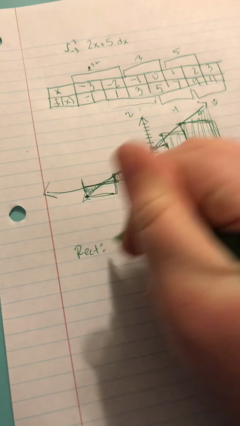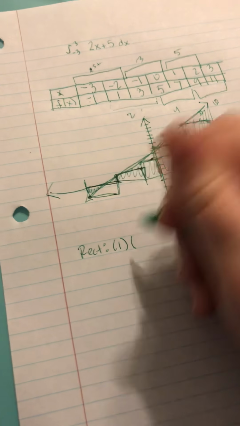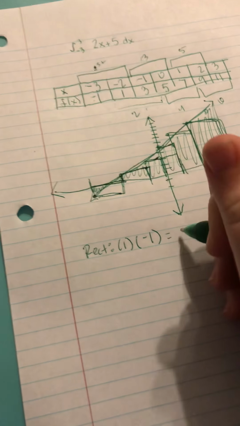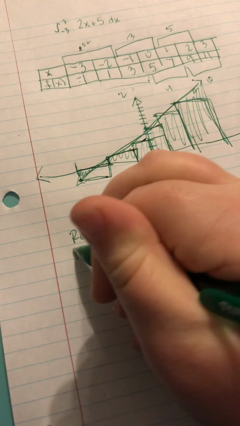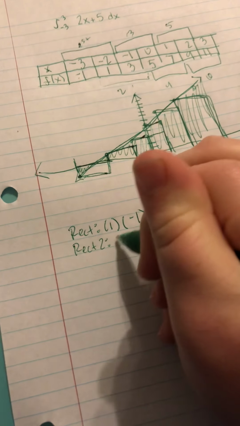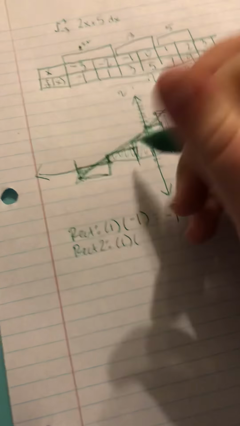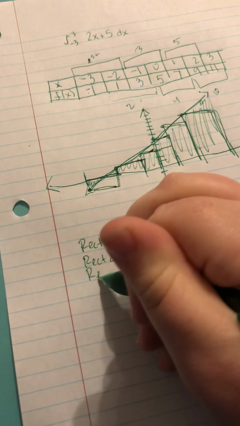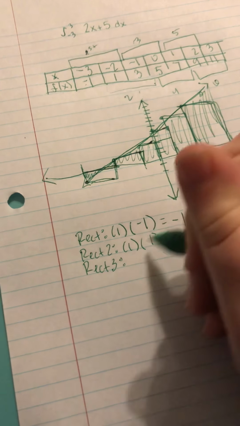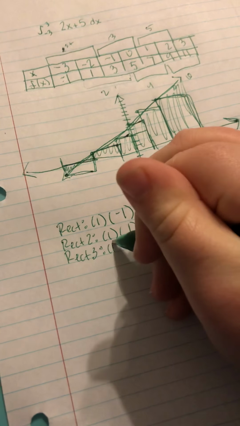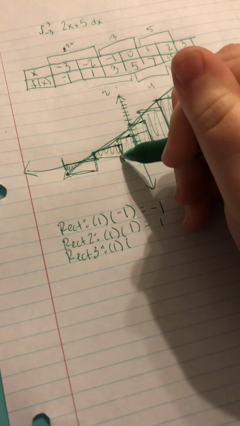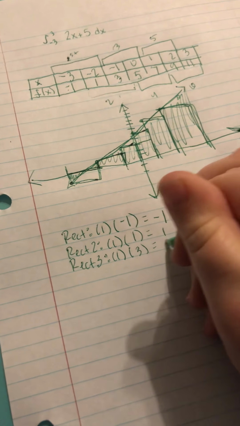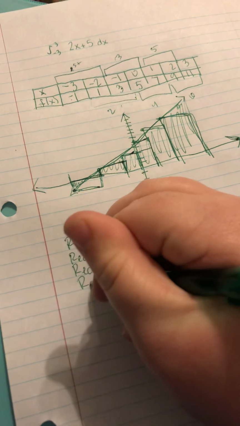rectangle 1. Our width is always going to be 1, and our height on this side is -1. So that means we have an area of -1. Rectangle number 2, 1 times our left-handed side is 1, so we get 1. Rectangle 3, we have a width of 1 times our left-handed height is 3. Area for that rectangle is 3.